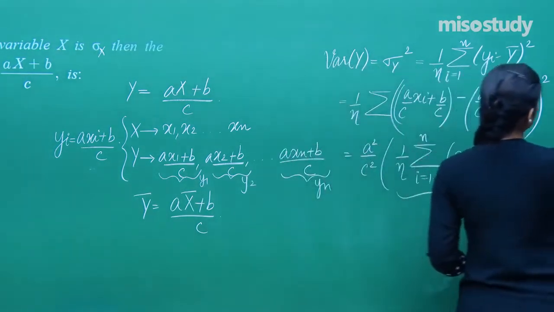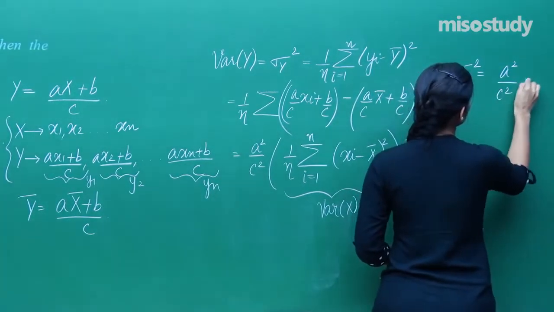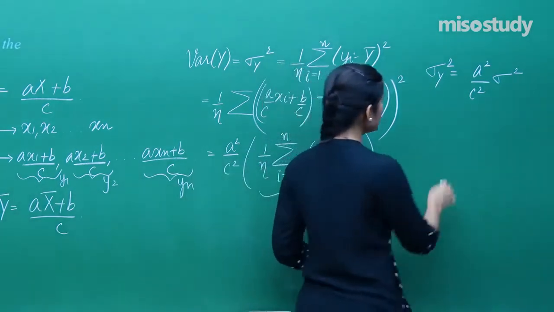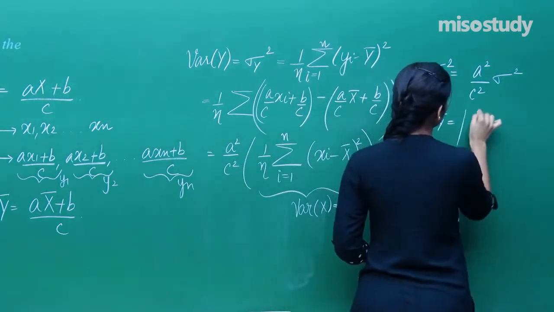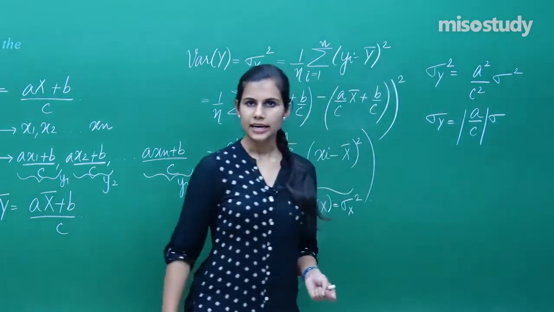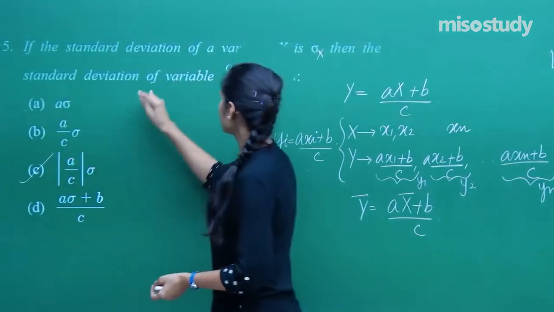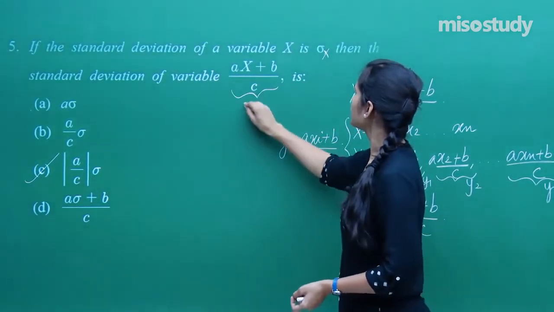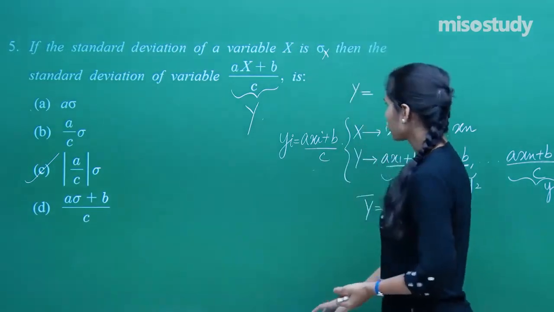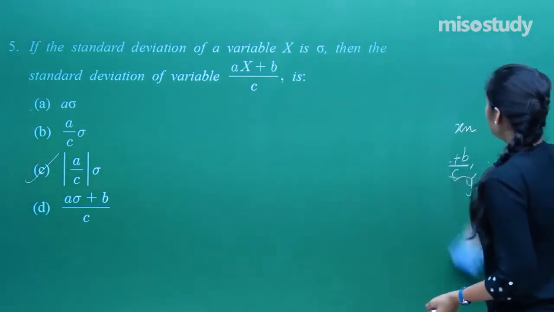So you are getting that sigma y square is a square by c square, sigma square, or sigma x square, as it's given in the question. So sigma y will be mod of a by c sigma. Sigma y is mod of a by c sigma, that is the standard deviation of this particular new variable y. Clear? Because standard deviation is nothing but positive square root of the variance.